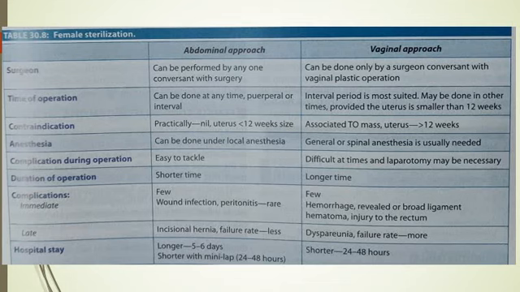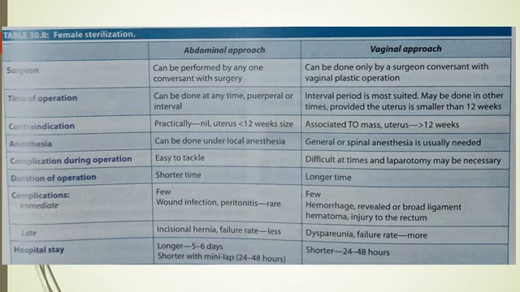In the abdominal approach, the surgery can be performed by anyone conversant in surgery. That means not much skill is required in the abdominal approach, whereas the vaginal approach is slightly more difficult than the abdominal and more skill is required. Time of operation can be any time, that is puerperal or interval. However, in the vaginal approach, the interval period is most suited. It may be done at other times provided the uterus is smaller than 12 weeks. So during puerperium, the vaginal approach is not suitable.